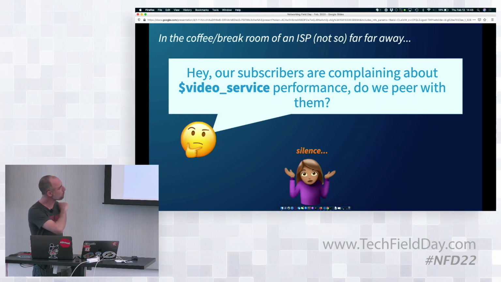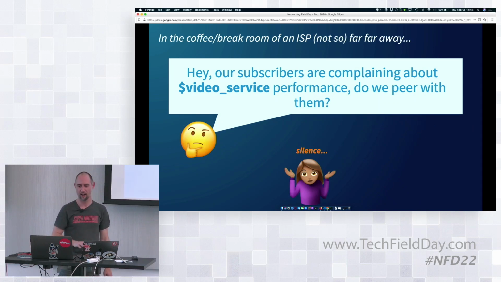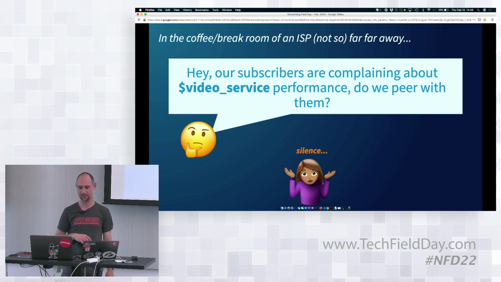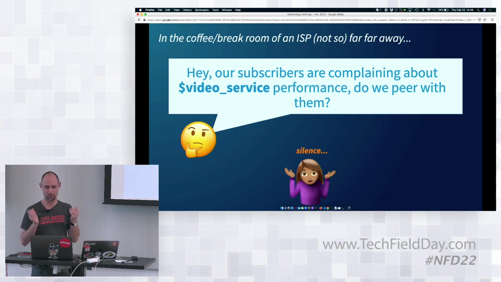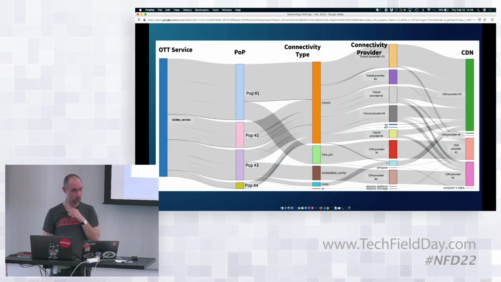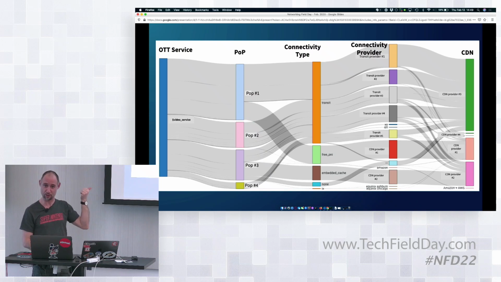And so this is the most common thing I've heard in a coffee break room of an internet service provider. Hey, our subscribers are complaining about the performance of that video service. Do we peer with them? Tumbleweeds? Well, that's the most common picture that people are looking at.